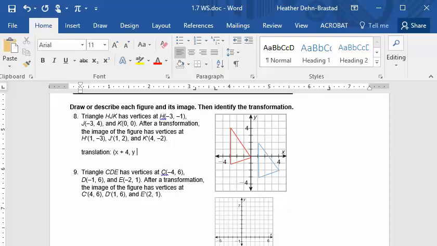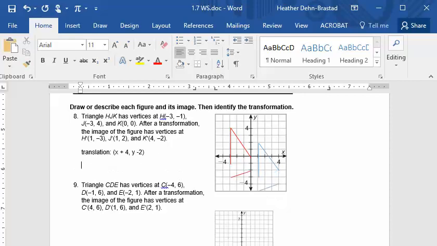And every y coordinate moved down, so that's going to be a subtraction. Every y coordinate went from, let's see, my first one went from -1 to -3. So that only moved down 2. So it's y minus 2. So this is my rule.